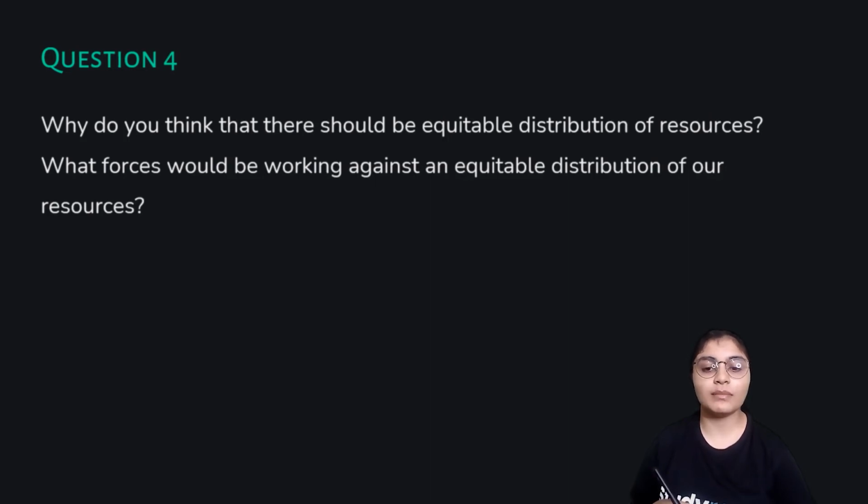So that was all about the introduction of the chapter and about natural resources. Further, we will be studying more about these kinds of resources in a detailed way.